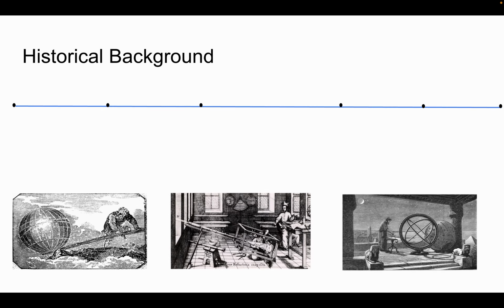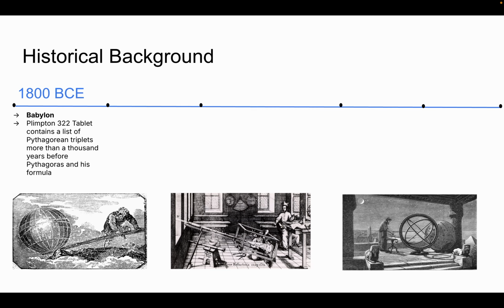Let's start with a little bit of history. Trigonometry has been around for thousands of years. The Babylonians in around 1800 BCE were already working with what we now call Pythagorean triplets. This was long before Pythagoras came along.